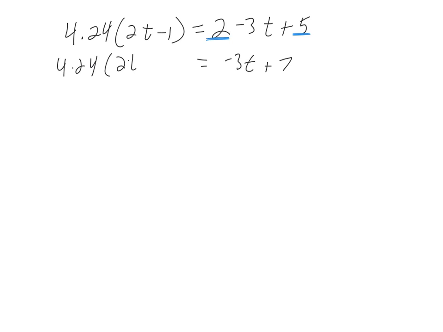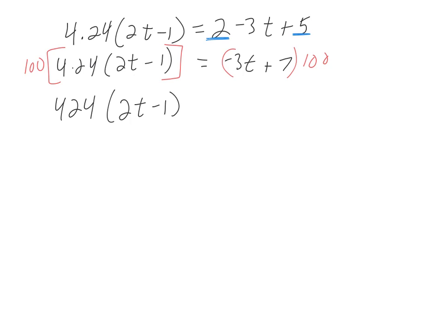So 4.24 times 2t minus 1. Now I'd multiply everything through. There's 2 decimals on the left. So I'm going to multiply it by 100. And remember, this is not distributive on the left. There's 3 different things being multiplied, the 100, the 4.24, and 2t minus 1. So you can just multiply consecutive ones. So this is going to be 424 times 2t minus 1 equals negative 300t plus 700.